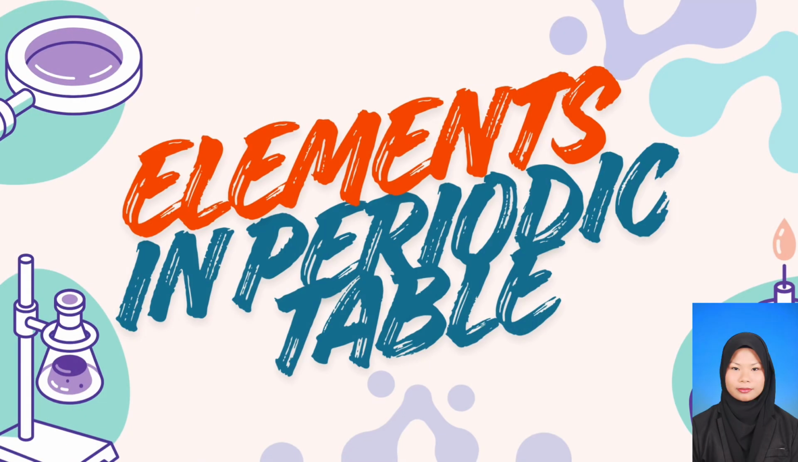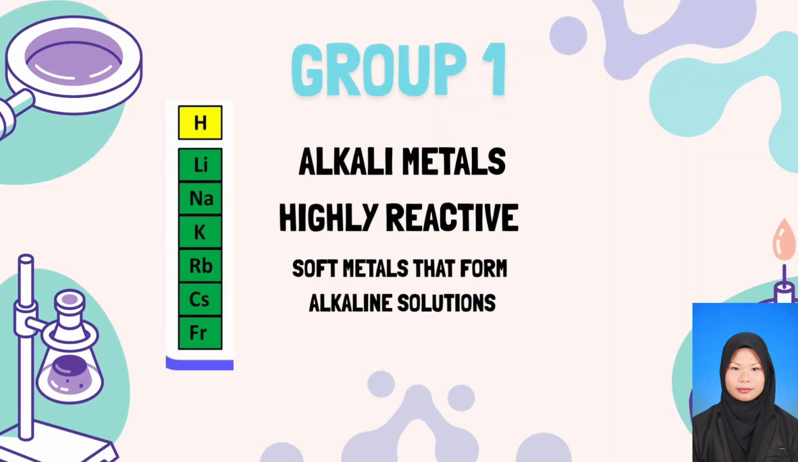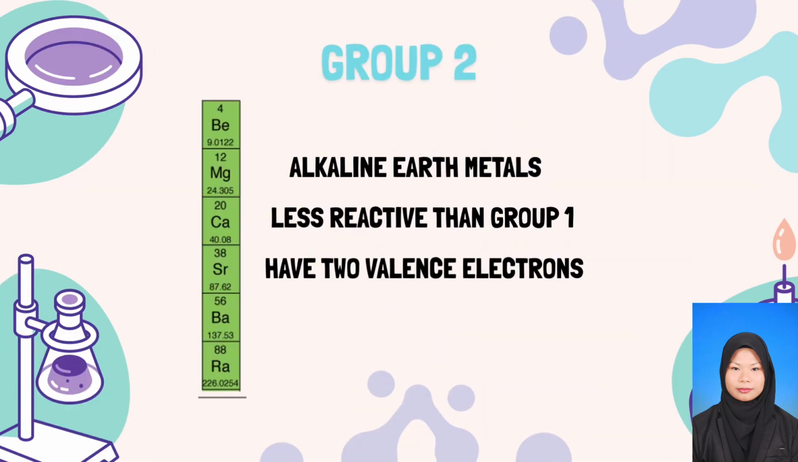Elements in the periodic table. A group means the vertical column, up and down in the table. There are 18 groups in total. Atoms in a group have the same number of valence electrons. Group 1 is the alkali metals. They are highly reactive, soft metals that form alkaline solutions. Group 2 is the alkaline earth metals. They are less reactive than group 1. They have 2 valence electrons.